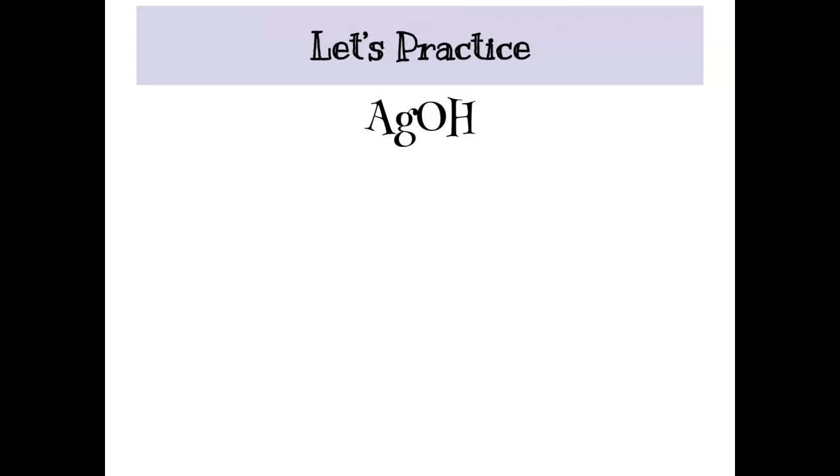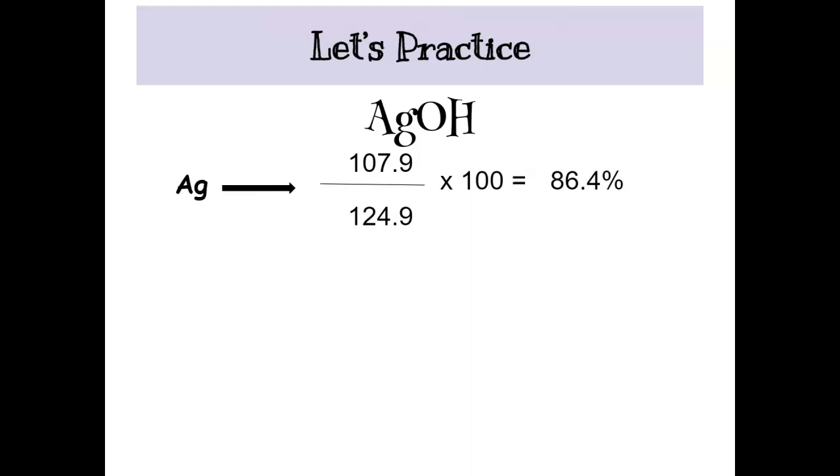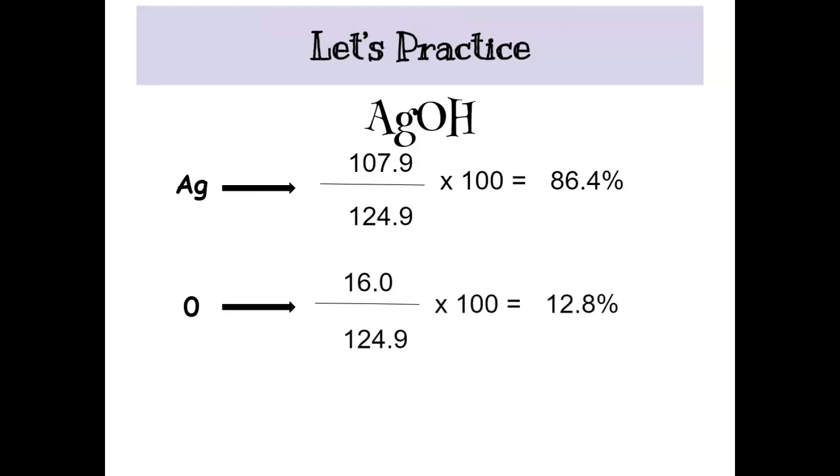All right, now let's do our percent composition. So for silver, we're going to take that part, 107.9, again from our average atomic mass, which is our molar mass in this case, divided by 124.9 times 100 will give us 86.4%. So in silver hydroxide, the silver composes 86.4% of the compound, which makes sense because it is the heaviest, right? All right, and then for our oxygen, 16 divided by 124.9 times 100 will give us 12.8%. So in this compound, the oxygen makes up roughly 13%.